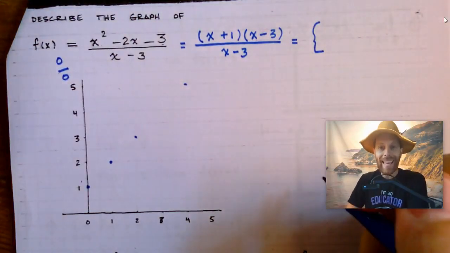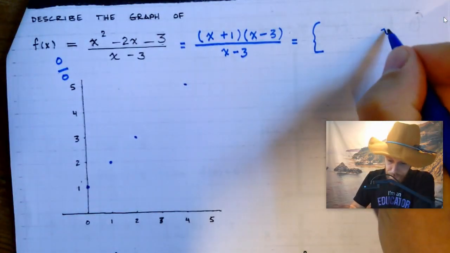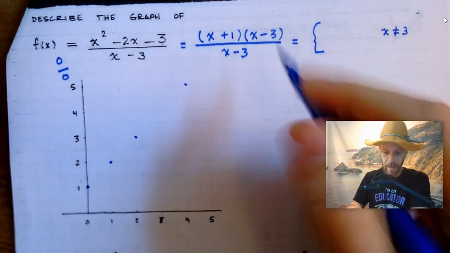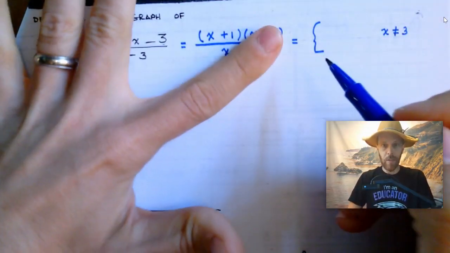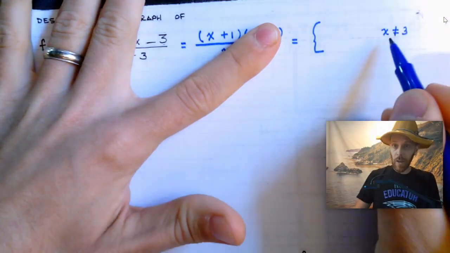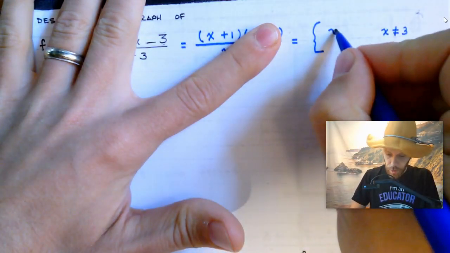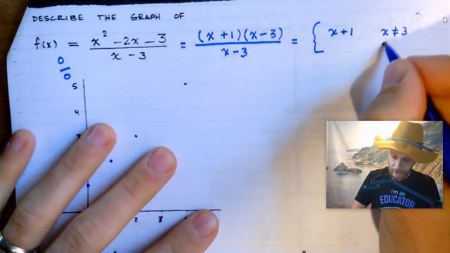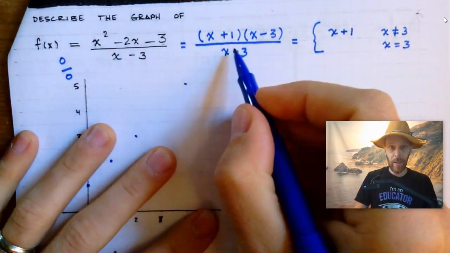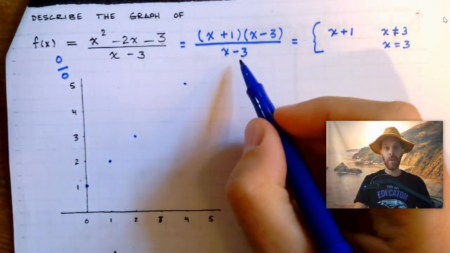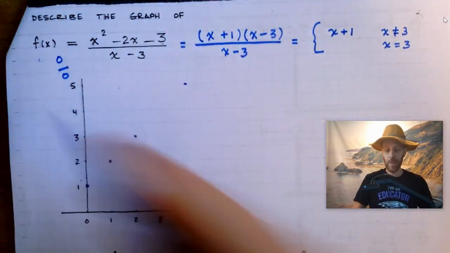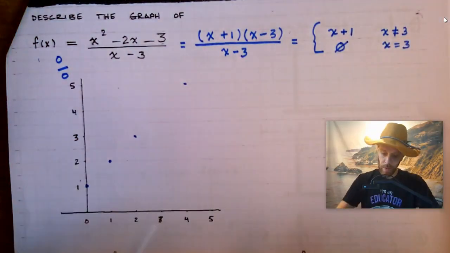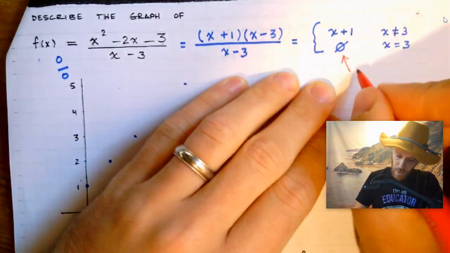For almost any value, in fact, for any value that's not 3, this and this don't matter because they're like a 1 and they go away. So if you plug in anything that's not 3, this function is equal to x plus 1. However, if you plug in x equals 3 to this, you get a 0 on the top and a 0 on the bottom, which gives us 0 over 0, which is undefined. Not sure if I've said so yet, but this symbol right here means undefined.